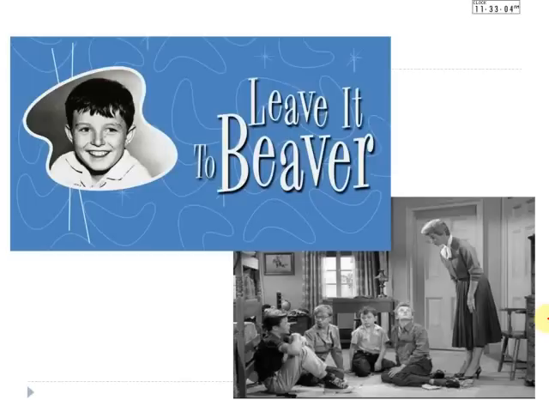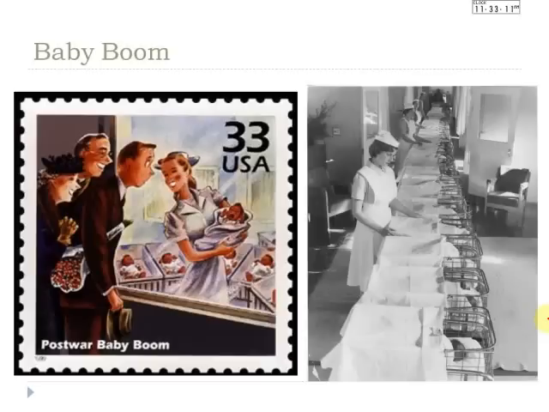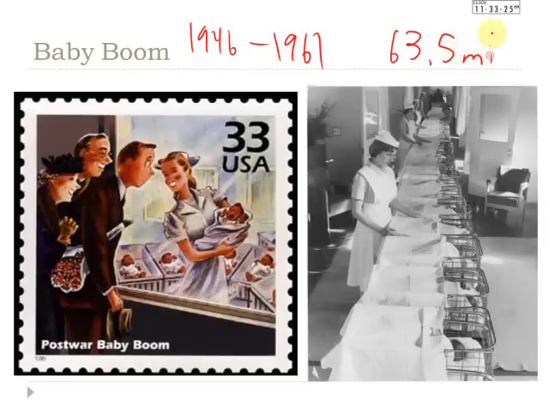So now you have the family, you have the cult of domesticity, you have the wage, you have the income, you have the house. So next up we have to work on is having babies. So you also see the emergence of the baby boom in the 1950s. And in fact, between 1946 and 1961, 63.5 million babies are born in the U.S. This is the largest growth spurt in our history. 63.5 million in 15 years. People were having a lot of babies at this time.